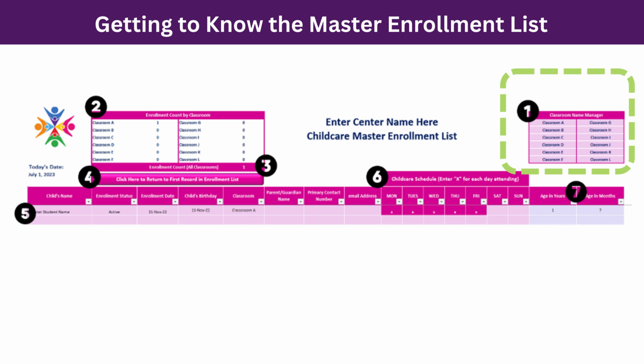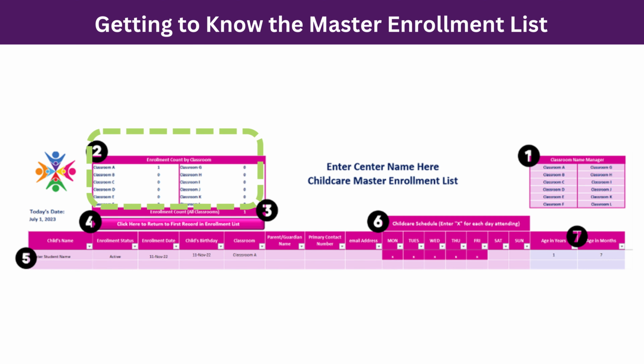Let's take just a moment to familiarize ourselves with the Master Enrollment List. The upper right-hand corner is the Classroom Name Manager. Now, this is where you'll manage all the names for your classrooms. Keep in mind that data that's entered here also updates throughout the entire workbook.